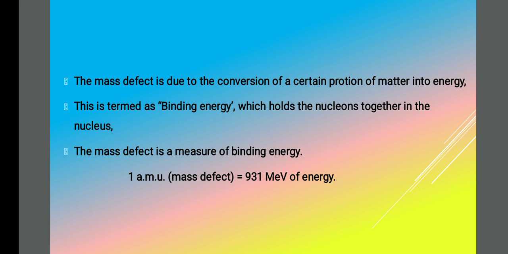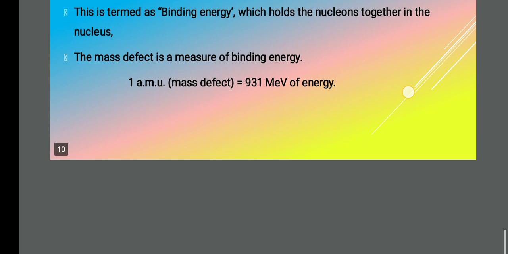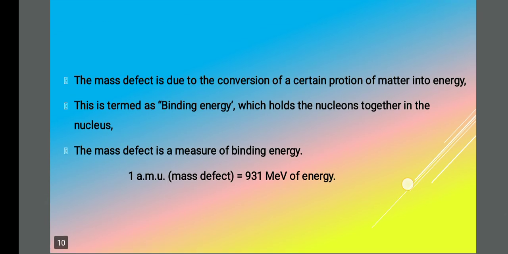The mass defect is due to the conversion of a certain portion of the matter into energy, and this energy we call as binding energy, which holds the nucleons together in the nucleus, and mass defect is a measure of binding energy. Is it clear with the point? Mass defect is a measure of binding energy. I'll repeat this.